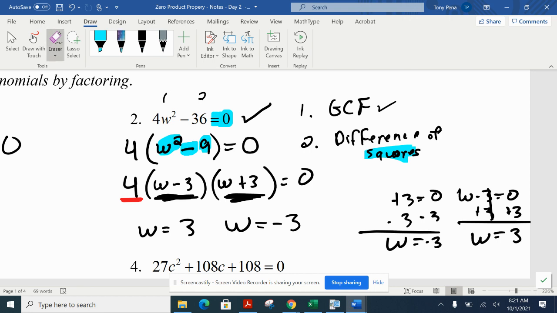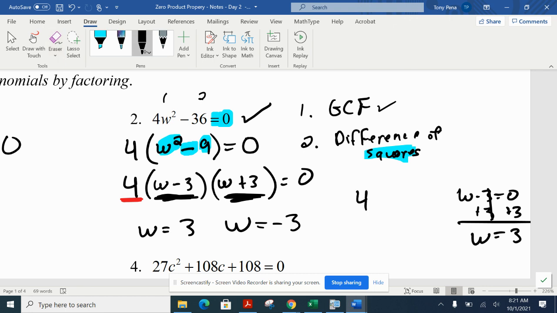So if I now set that equal to 0, and I said 4 equals 0, is there a variable there for us to solve for? No. So even though there is a factor right here, that does not produce a solution. There are only 2 solutions to this.